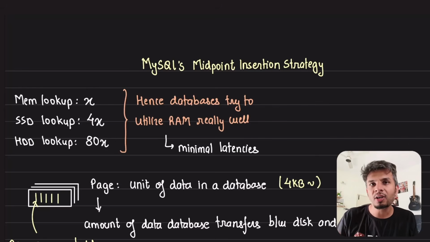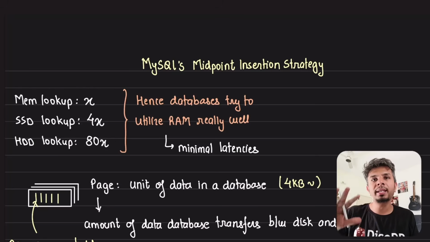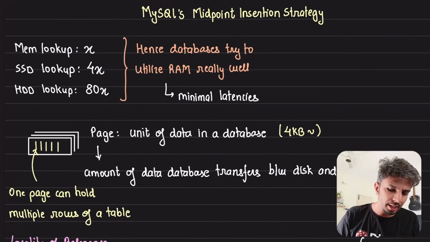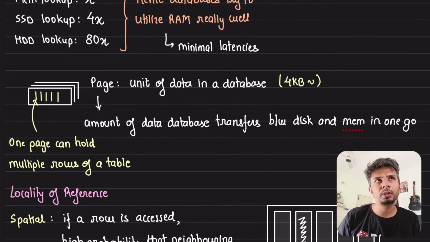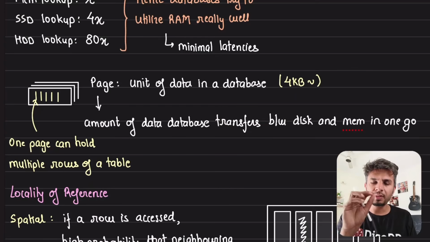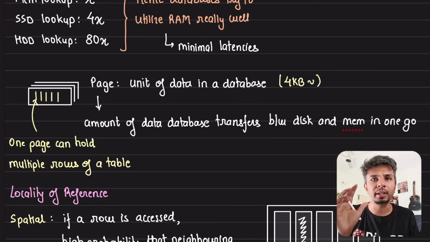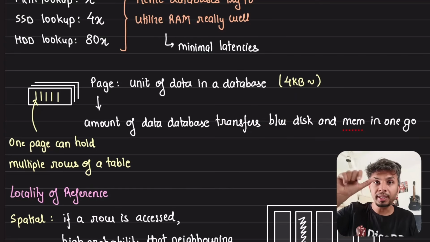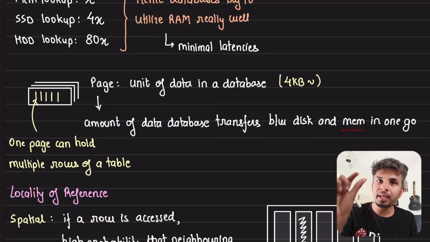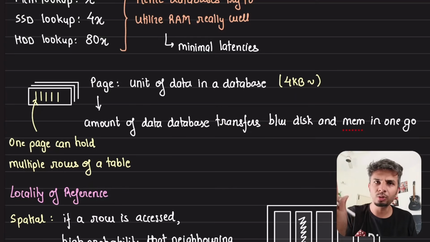Which is why a lot of databases tend to utilize RAM really well, because it keeps their latencies to a bare minimum. In case of a database, your unit of operation is called a page: 4 KB, 8 KB, 16 KB, something. It is the bare minimum amount of data that will be transferred when reading something. So even if you are reading a row, that entire page is read and cached, right? So a page is the unit of data in a database, and that is what gets transferred between disk and RAM.